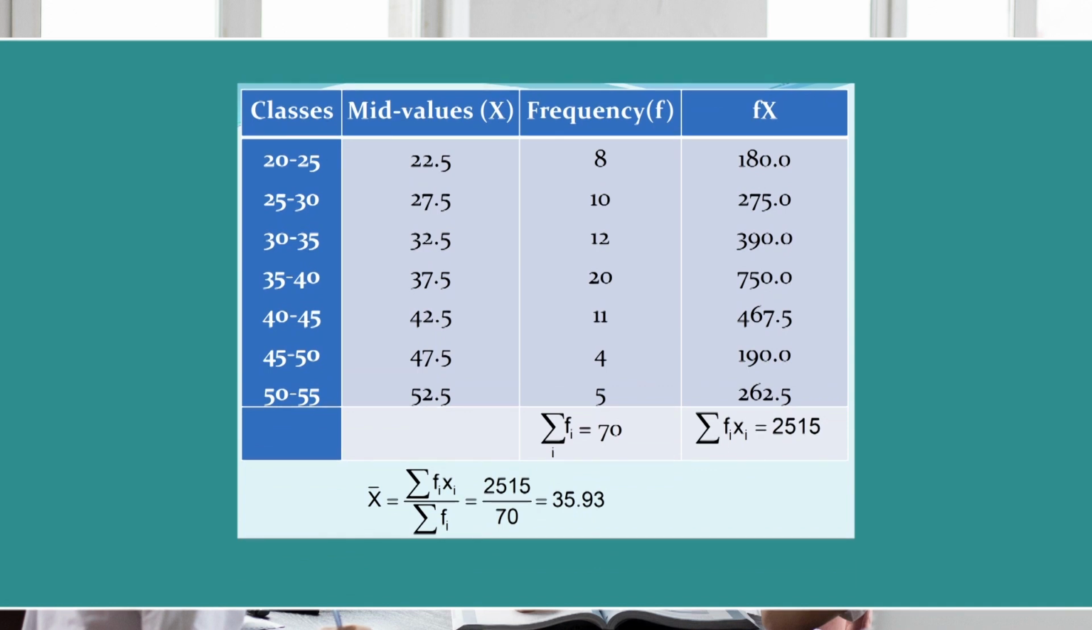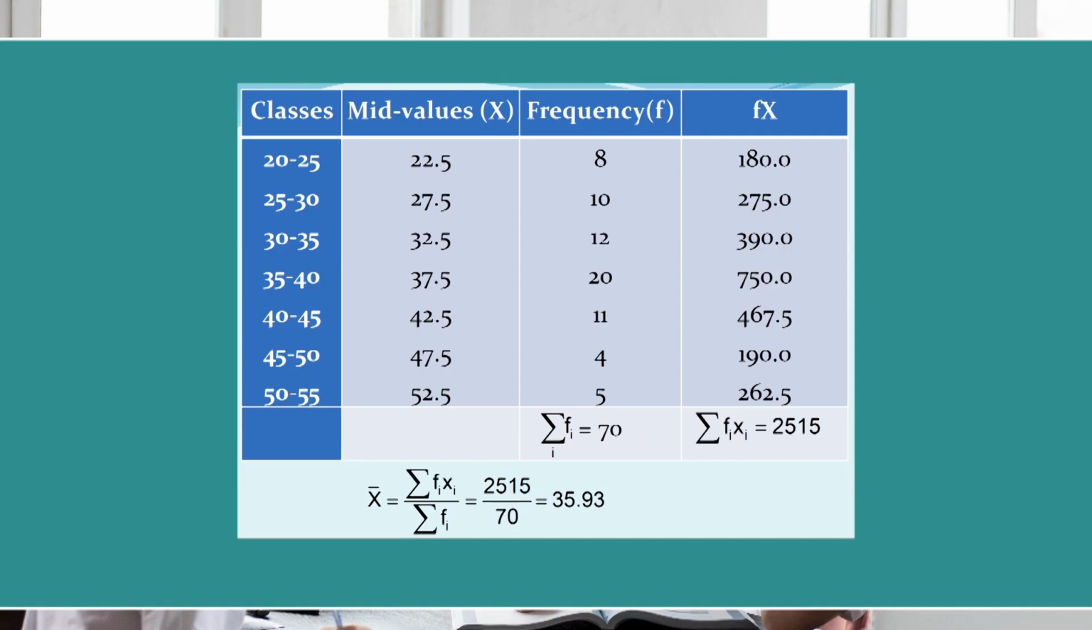So, in the first column classes are given, mid values have been calculated in the second column, and frequencies are given in the third column. In the fourth column, we multiply these mid values with the corresponding frequencies, and at last we calculate the sum of the product of the xi with corresponding frequencies. So, here summation fi xi is 2515 and summation fi is 70.